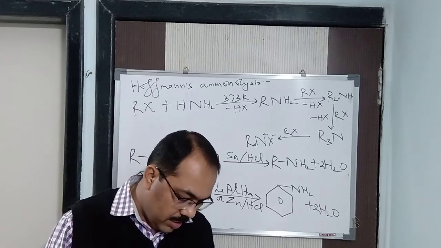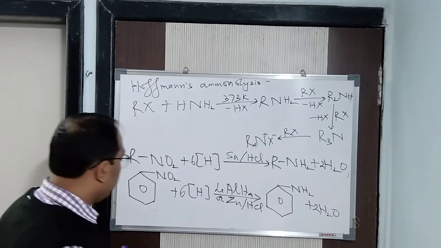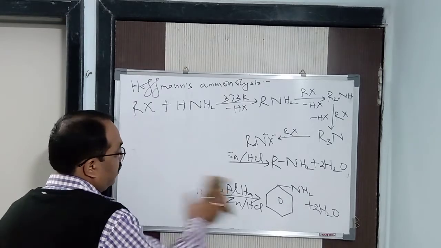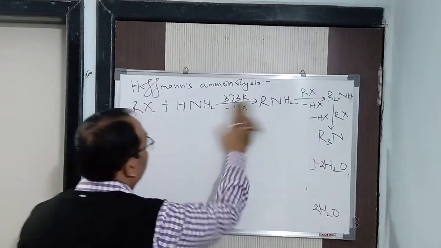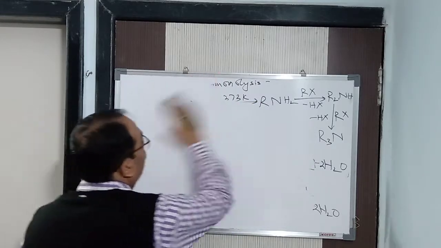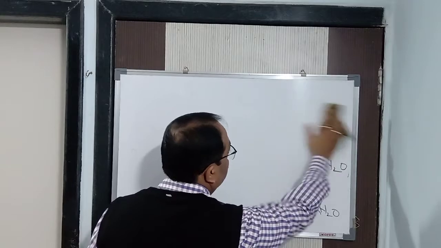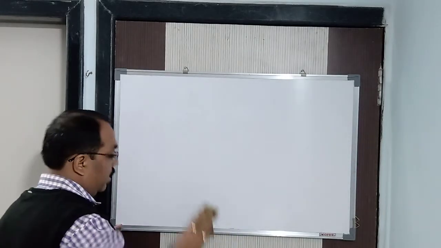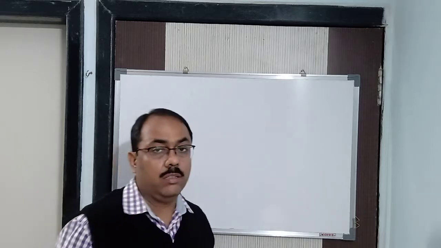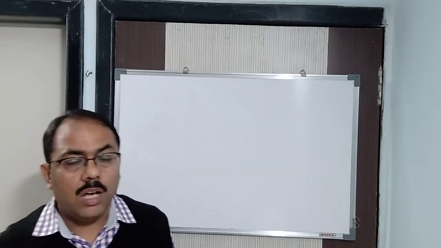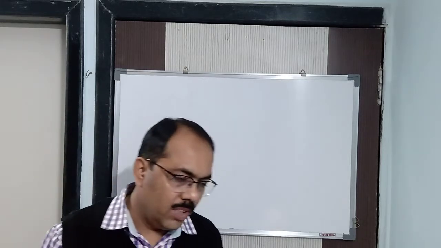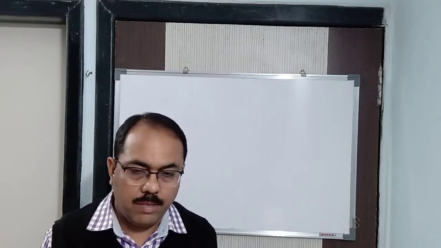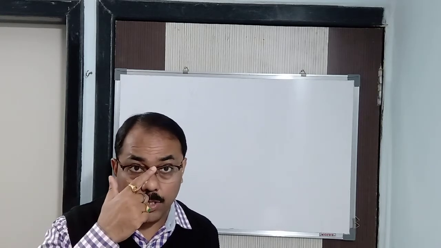Now next, you can also prepare amines by reduction of cyanides and isocyanides. Already we have done it. Just let me tell you, RCN on reduction with H2 will give you RCH2NH2. RCN, alkyl cyanides, plus hydrogen will give you RCH2NH2.